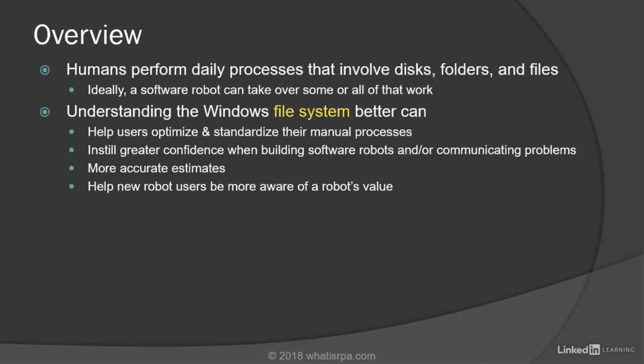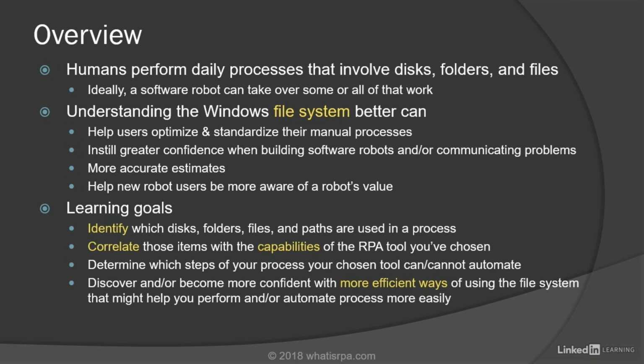Having a better understanding of the Windows file system will help users optimize and standardize their manual processes. It will instill greater confidence when building software robots and/or communicating problems you're having when using a robot that somebody else built. It will allow us to produce more accurate estimates about how long it might take to create a software robot. And finally, it can help new robot users be more aware of the value that a robot brings to the table.